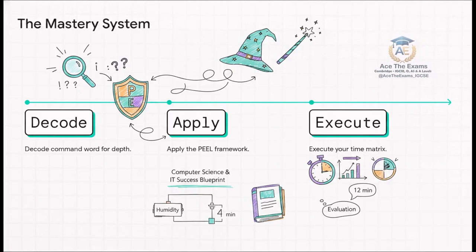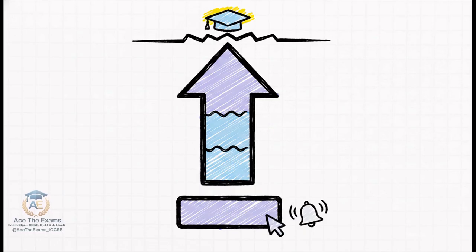Third, execute your time matrix. Listen, do not spend 15 minutes writing an essay on a 4-mark question about a basic humidity sensor, leaving you with absolutely no time for the massive 12-mark evaluation question at the very end of the paper. Calculate your time per mark at the start of the exam and stick to it ruthlessly. Students who implement these computer science strategies see an average improvement of 2 grade boundaries, but only if they practice consistently with our weekly videos.